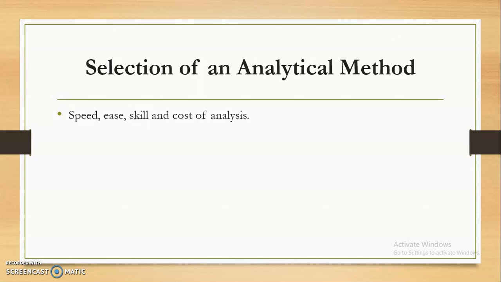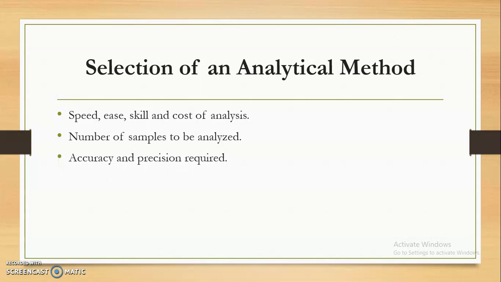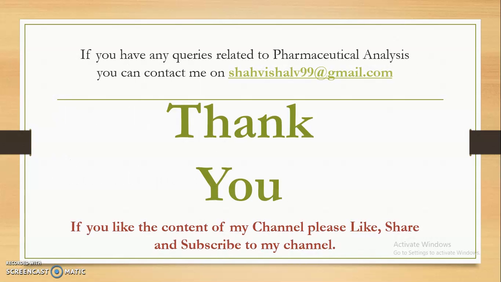speed, ease and skill, and the cost of the analysis. Then number of samples to be analyzed. Then accuracy and precision that is required for your analysis. And the last factor is concentration range of the analyte. So these are the various criteria that are used for the selection of an analytical method.